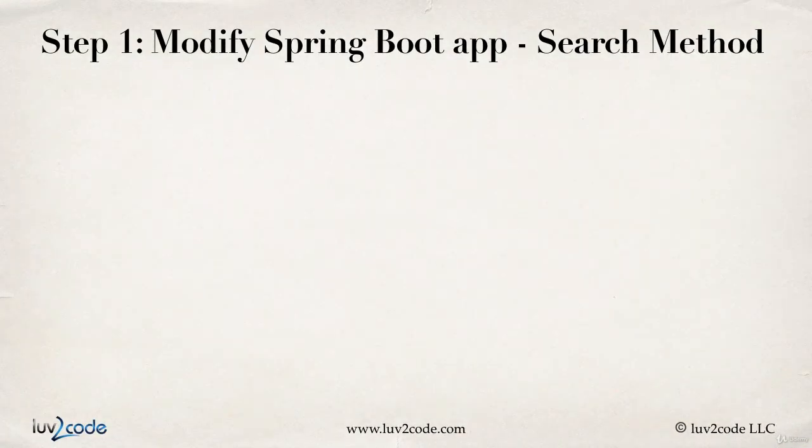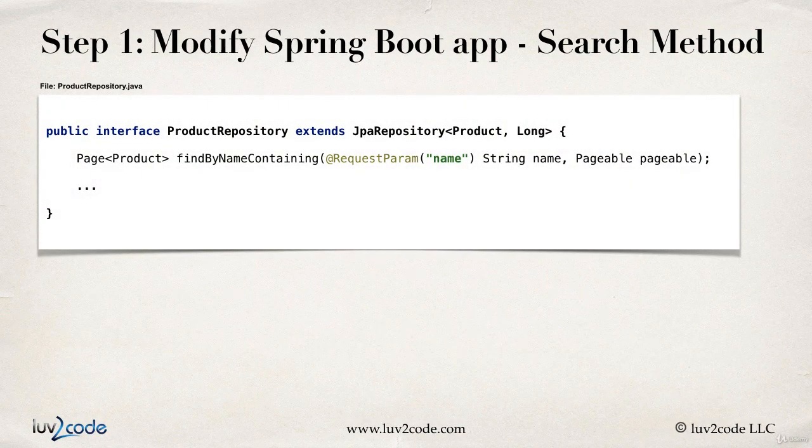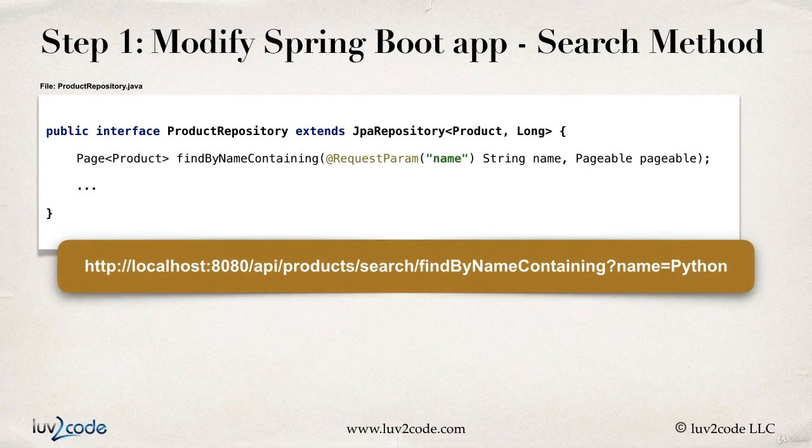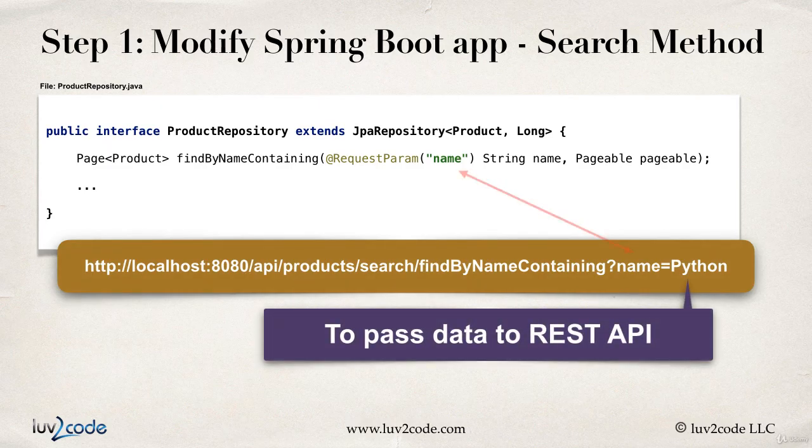Alrighty, so to actually call this method, remember that it's under /api/products/search, and then the method name, findByNameContaining, and we pass in name equals Python. So this is a way of passing data to this REST API. Here we should get a list of all products that have Python in their name.